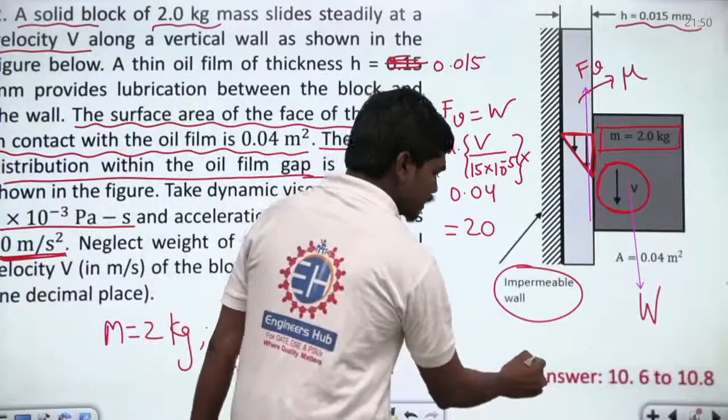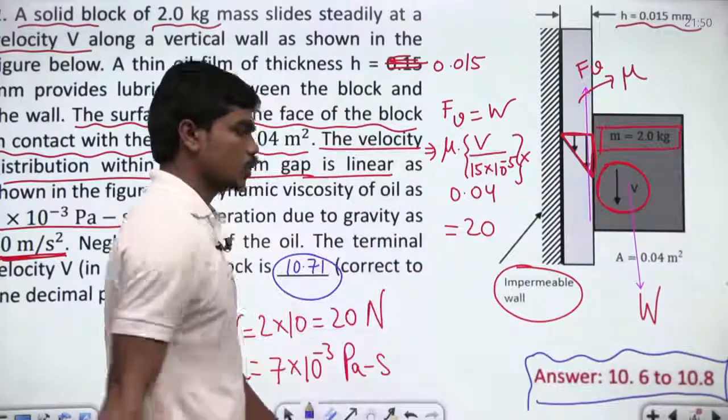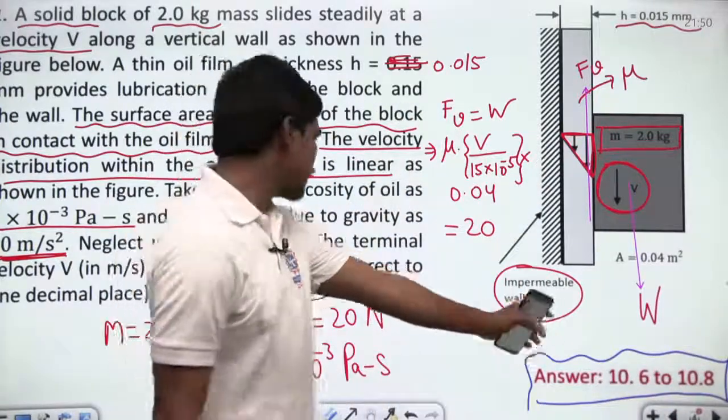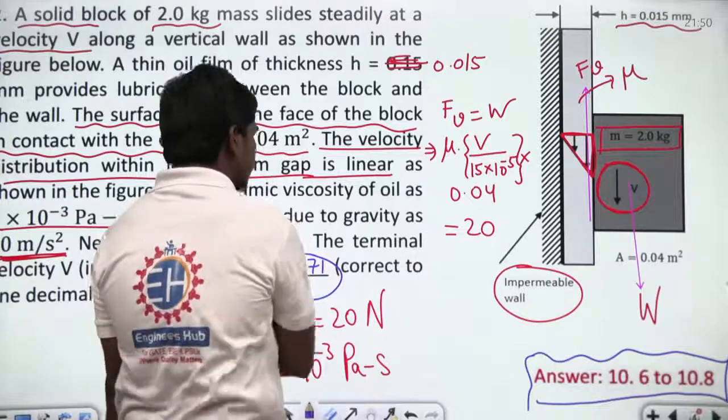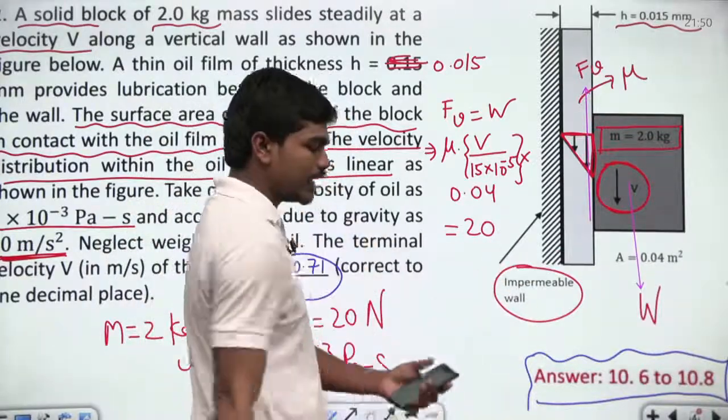And if you see the range, the correct answer given in the GATE examination is 10.6 to 10.8. So obviously 10.7 is in between that. Correct to 1 decimal place is what they have asked. So 10.7 could be the answer, and 10.6 to 10.8 is the range.